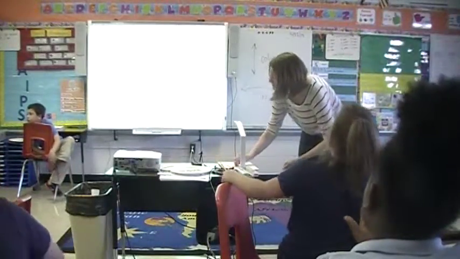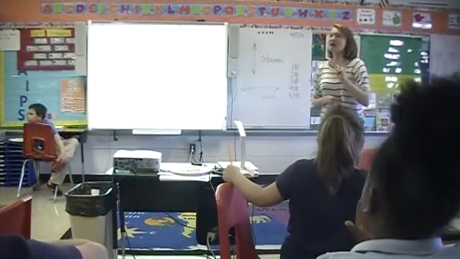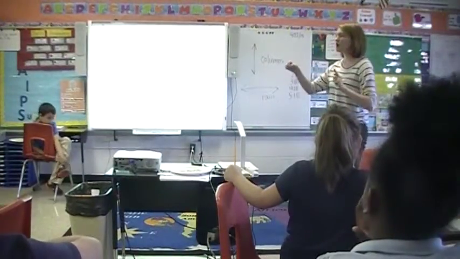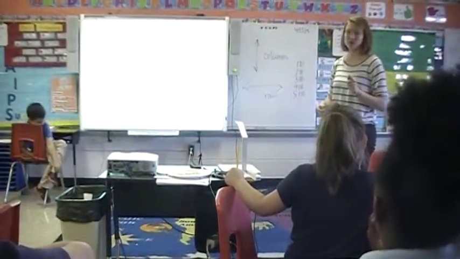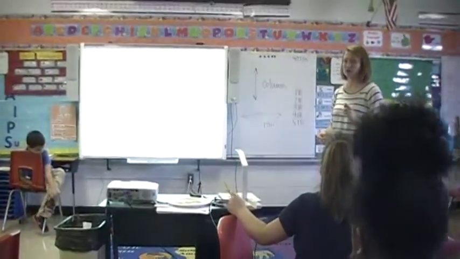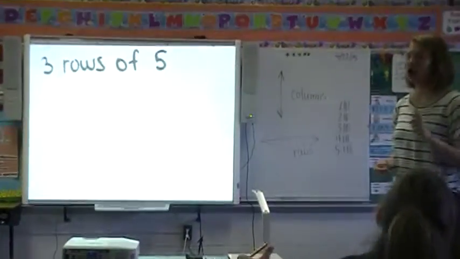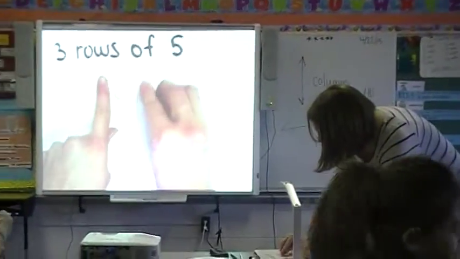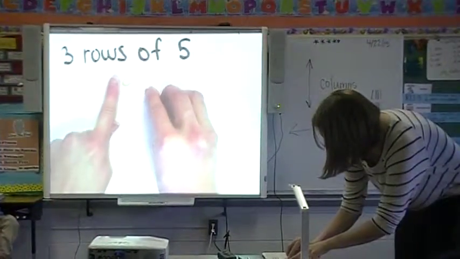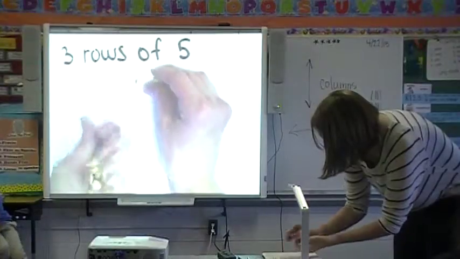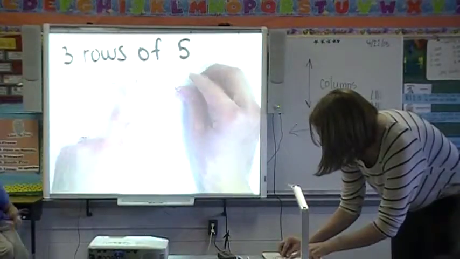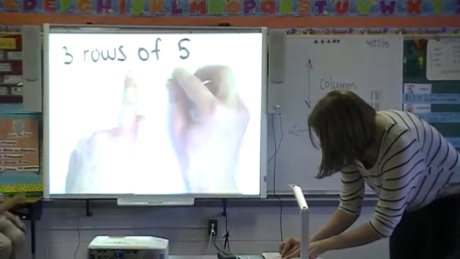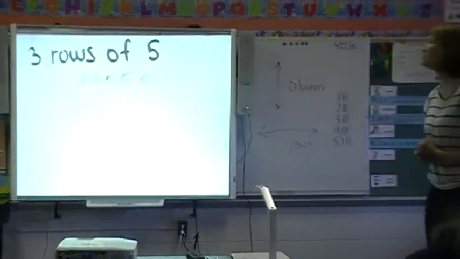All right. Wait a minute. Hold up. Remind me, is a row across or up and down? Across. Okay. So a row is this. So you said 1, 2, 3, 4, 5. You can go ahead and do this on yours. Go ahead and do that. 3 rows of 5.